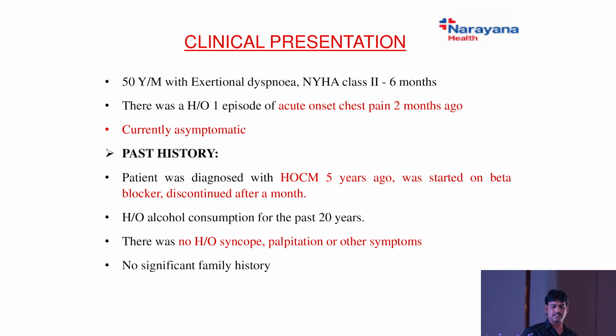His past history: 5 years ago he was diagnosed with hypertrophic obstructive cardiomyopathy and started on a beta blocker, which was discontinued after a month. He had alcohol consumption for the past 20 years. There is no history of syncope, palpitation or other symptoms, and no significant family history as well.